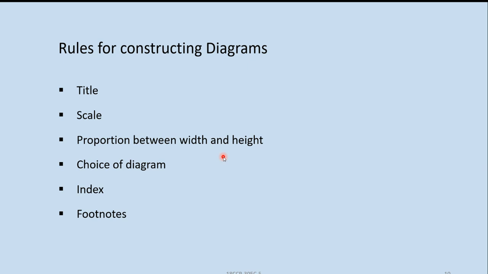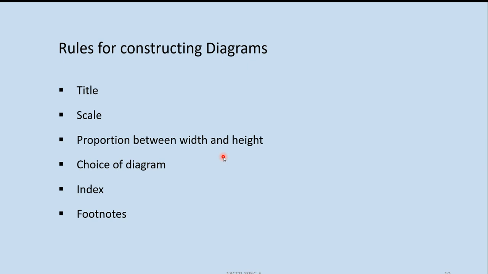Normally, a graph paper will have a graph on one side and ruled or unruled paper on the other side. A blank paper will be there, so that we can write all the notes, all the rules on the back side of the graph paper or side by side with the graph paper. Your title, scale, proportion between width and height, choice of diagram, index, footnotes, everything we can write on this blank space of the graph paper.